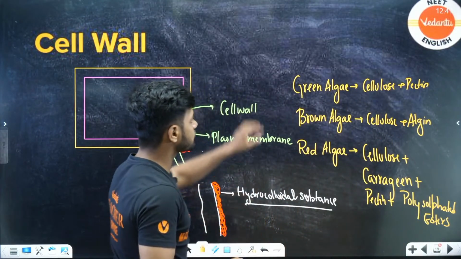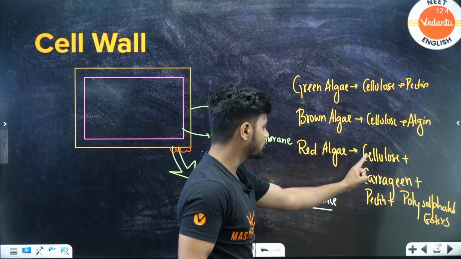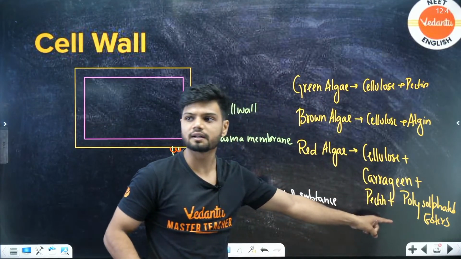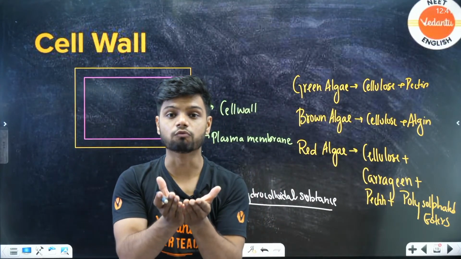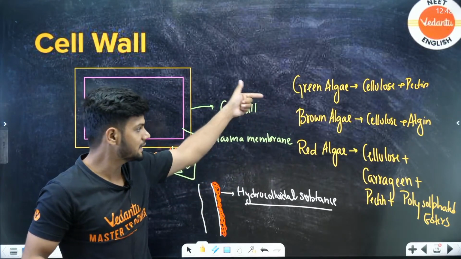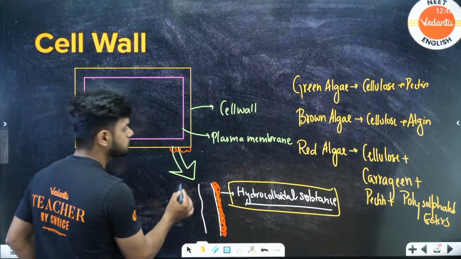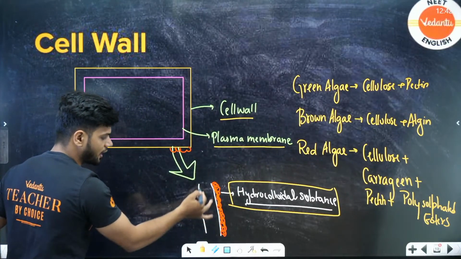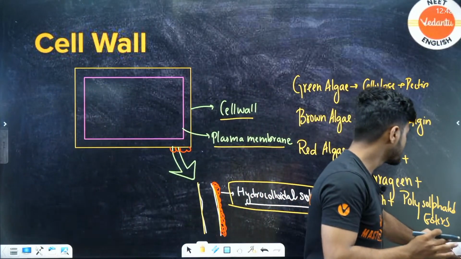So in the case of your green algae, we have cellulose plus pectin. Brown algae, cellulose plus algin. In red algae, we have cellulose plus carrageen plus pectin plus polysulfated esters in many cases. That is the complete composition of your cell wall in the different types of algae. Any doubt here? Ask me quickly. Any doubt in the composition? Any doubt in what is the hydrocolloidal substance? This is your entire cell wall. Inside is your plasma membrane. If you focus on cell wall, it looks something like this. Clear? That is the entire detail about your cell wall.